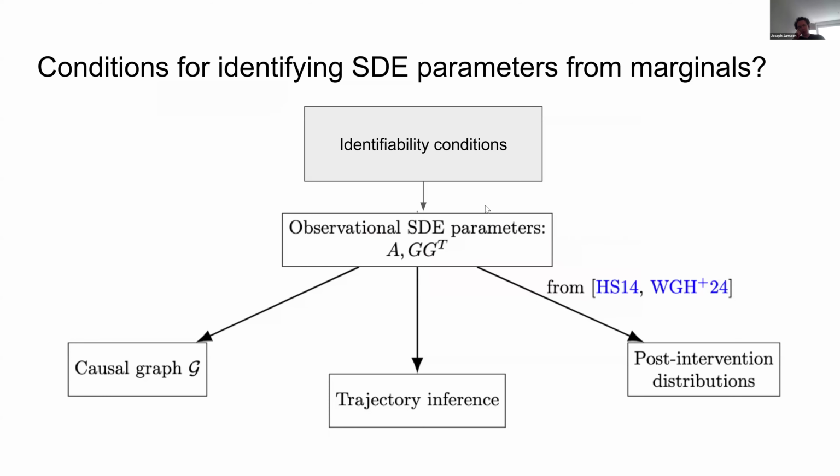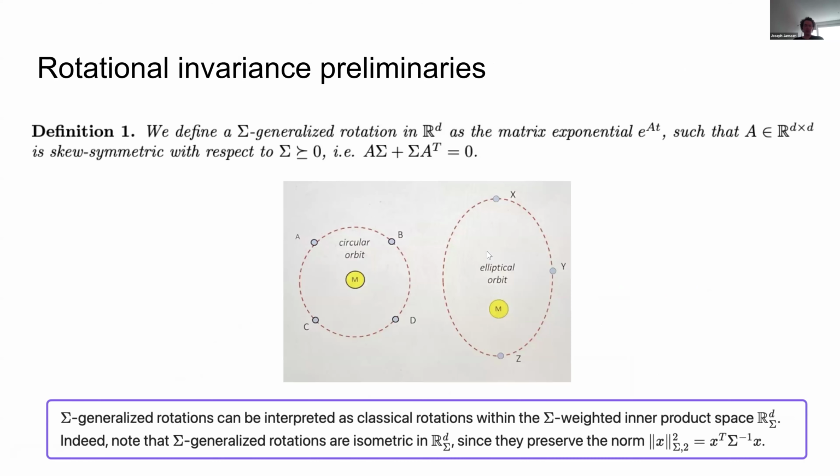So I just gave you 3 examples of where we would see some equifinality when we're trying to identify these parameters, but we want to know, are there some general conditions where we can uniquely identify these parameters and get what we want? Once we have the parameters, we can get the causal graph, trajectories, and also these post-interventional distributions. It turns out the identifiability conditions are quite general. It has to do basically with these rotations. First we'll go through a little bit of preliminaries, and then I'll wrap it up with the conclusion.